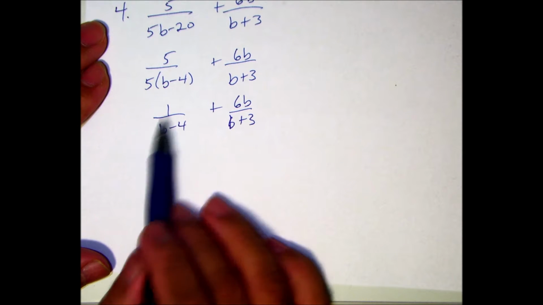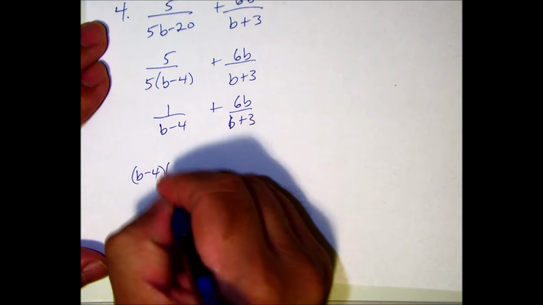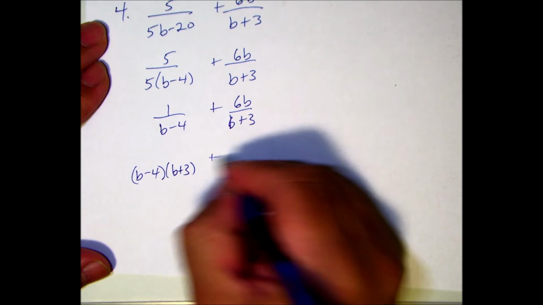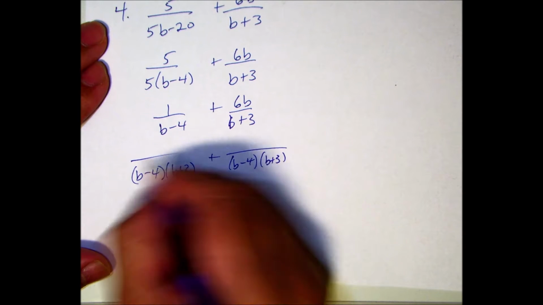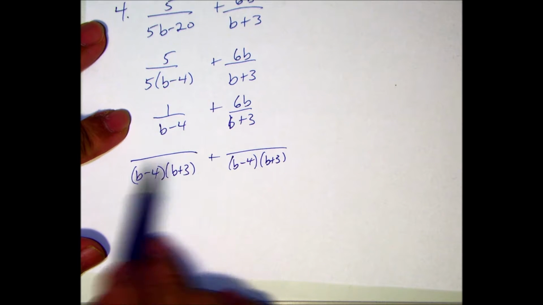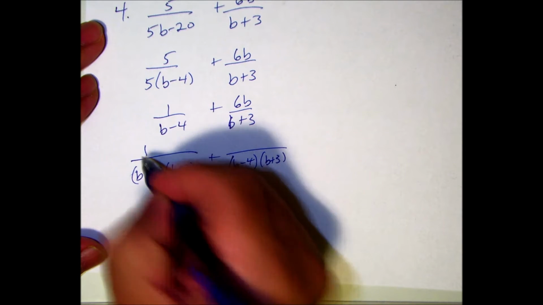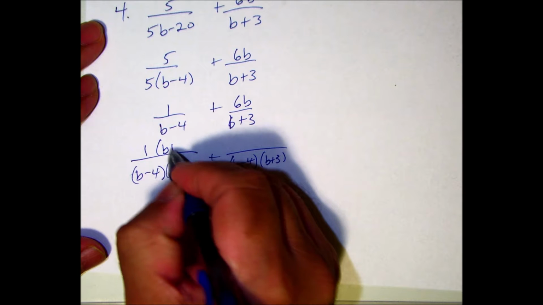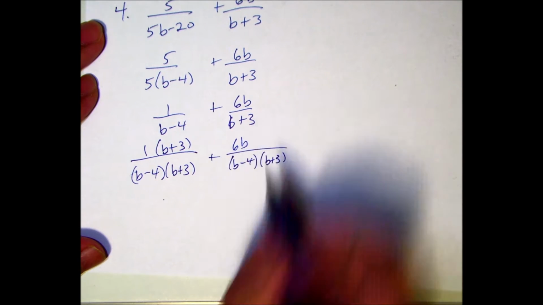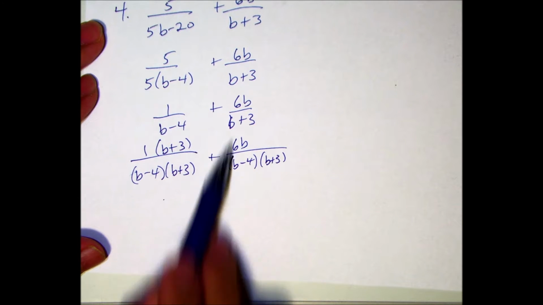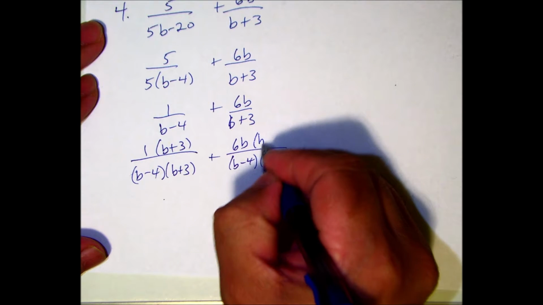It's very convenient when they're unique factors and they're just different. Alright, so b minus 4, b plus 3. So I'm changing the b minus 4 to this combination. So I have got to do what? I have to multiply the numerator by the new factor. And again, over here, the 6b is the numerator, but I've changed the denominator from b plus 3 to b minus 4 times b plus 3. So I have to multiply the numerator by the new factor of b minus 4.